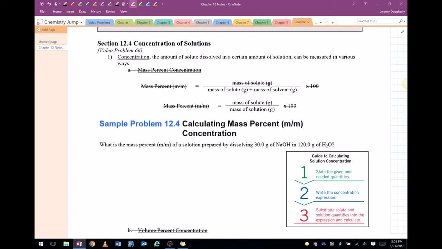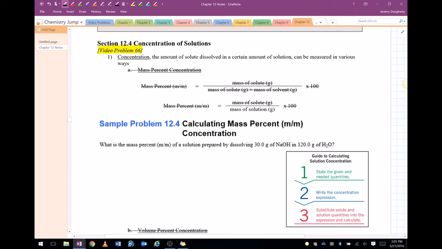Concentration of solutions, video problem 66. Now, I don't cover a whole lot of different types of solutions. I mainly stick to molarity and molality, but there are all sorts of different types of concentration units. So you can look through there and figure it out for yourself if you like, or find somewhere else.